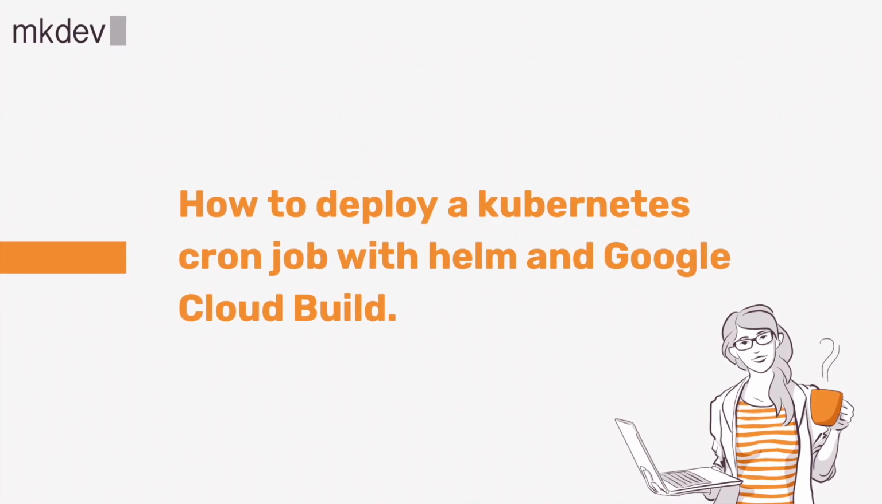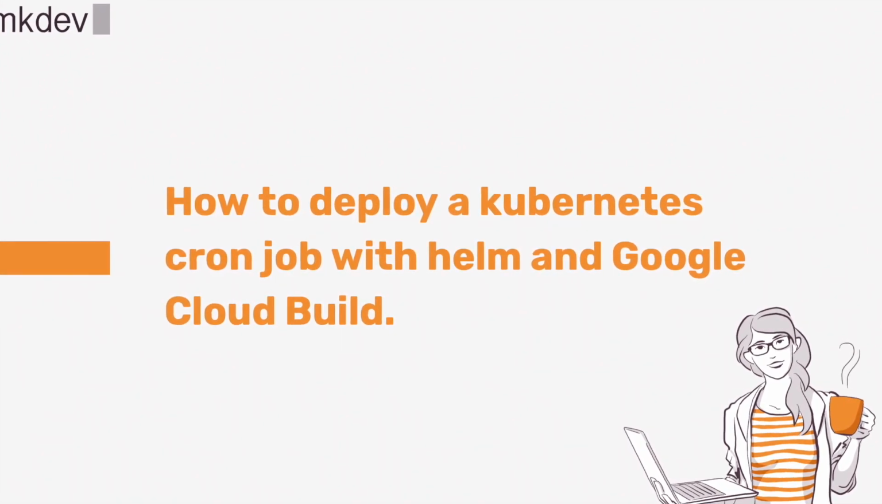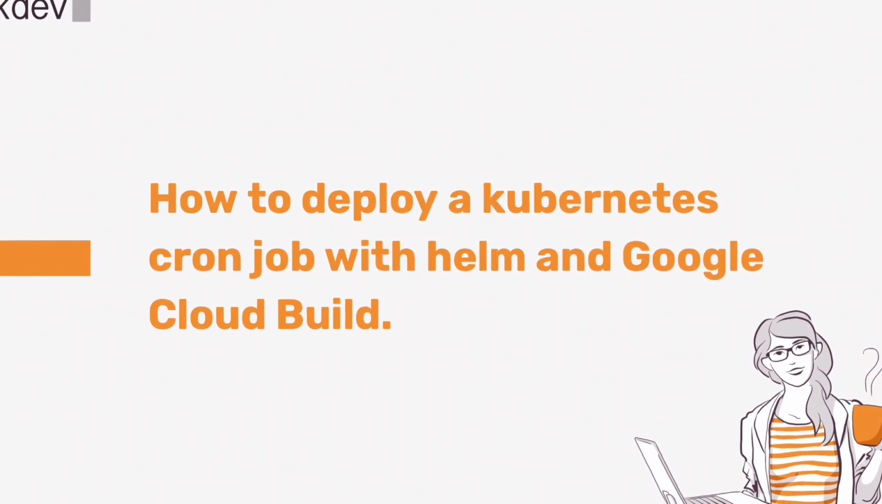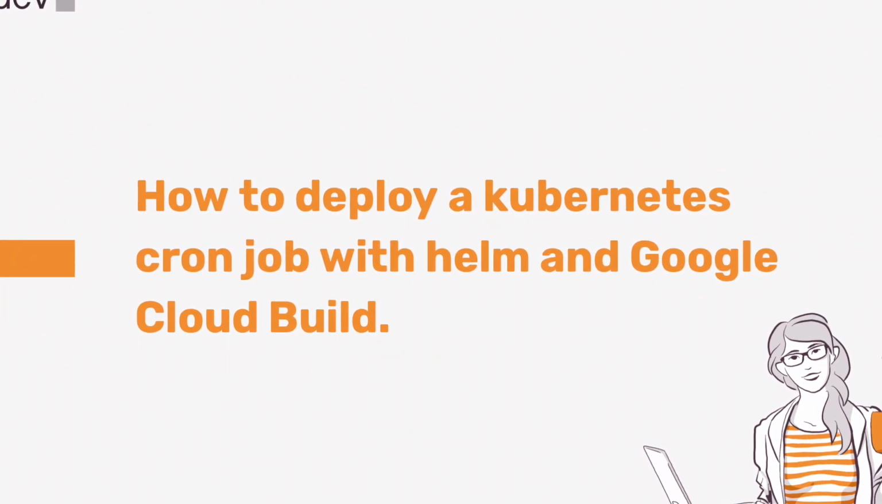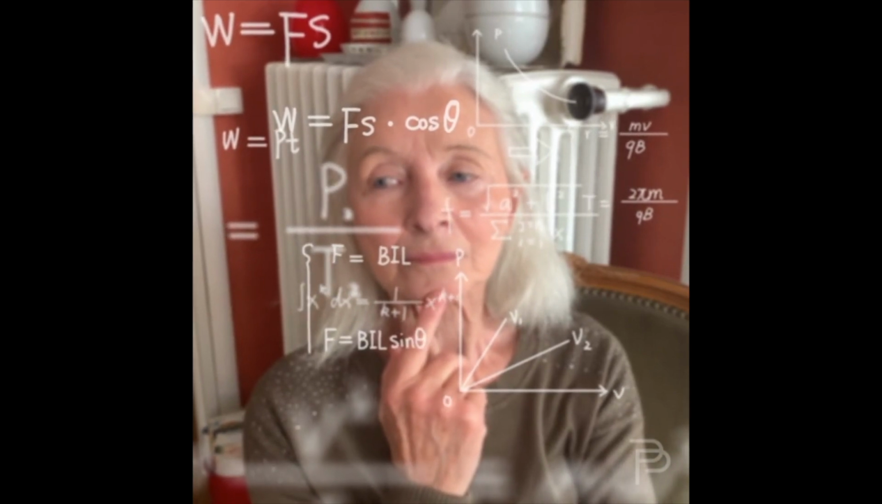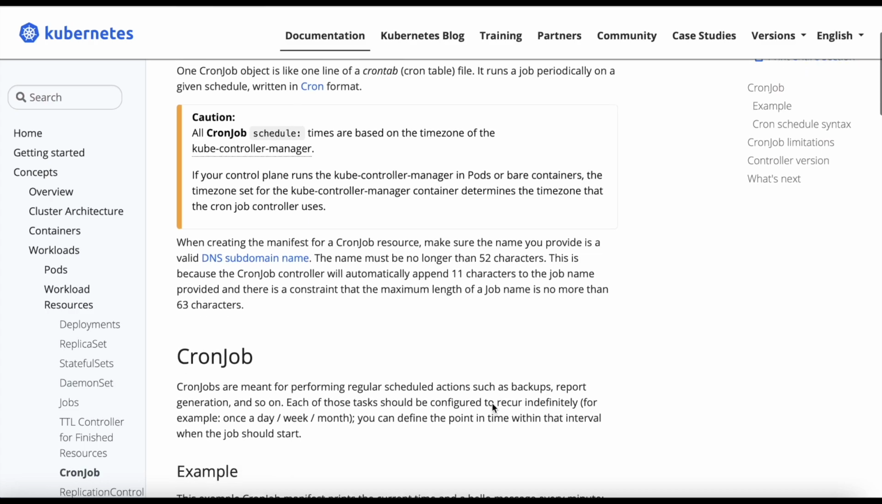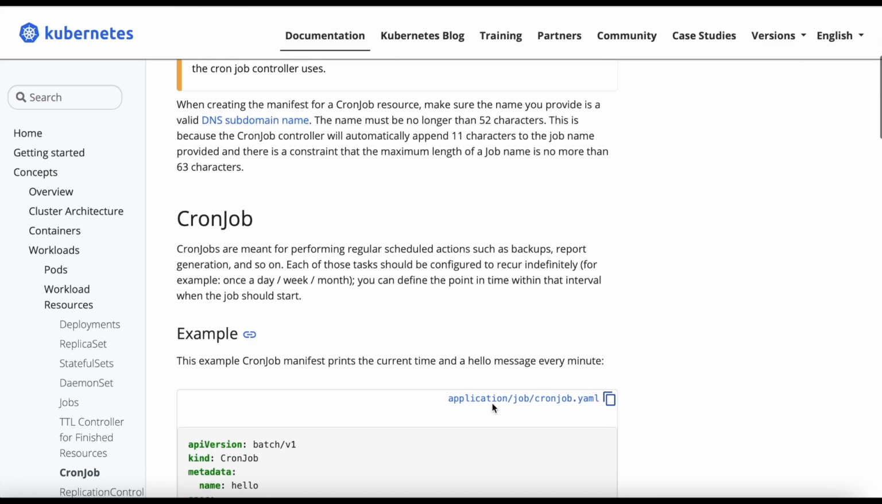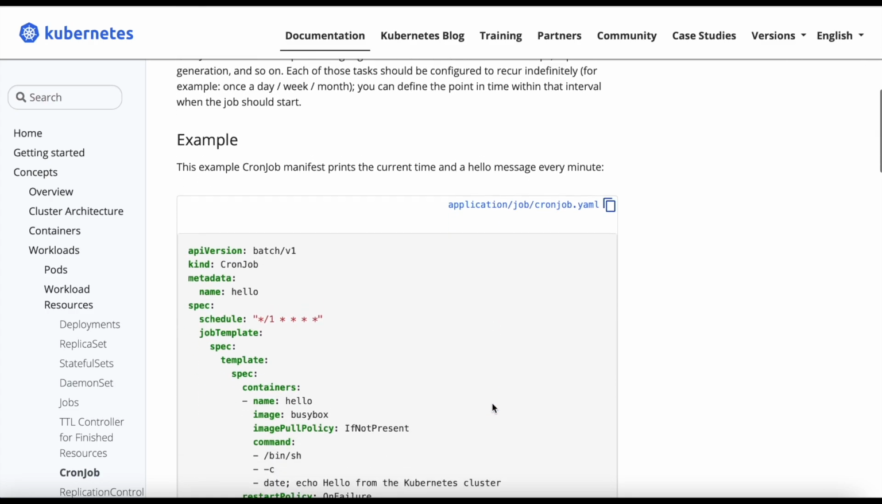Hello everyone! Today, we are going to learn how to deploy a Kubernetes CronJob with Helm and Google Cloud Build. The idea could sound complicated, but really, it's super simple. Kubernetes CronJob is a way to execute jobs at a specific time, in a recurrent way.